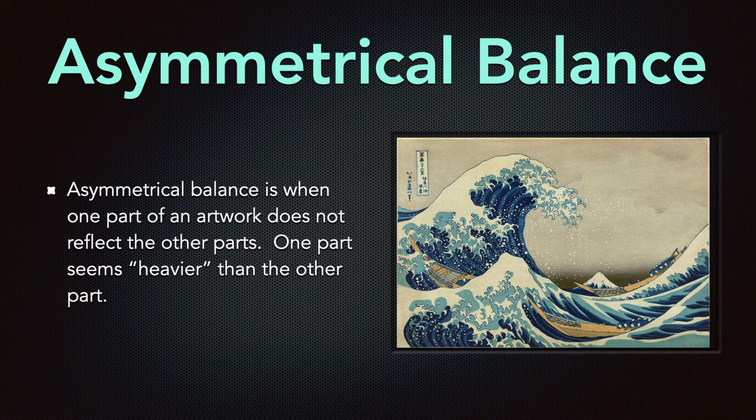Asymmetrical balance. Asymmetrical balance is when one part of an artwork does not reflect the other parts. One part seems heavier than the other part. In this Japanese wood print, we see that on the left side, the waves are larger, fiercer, taller, and therefore seem heavier than the waves or the water on the right-hand side.